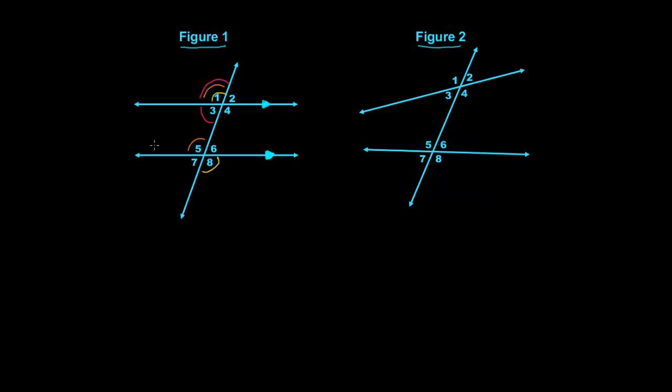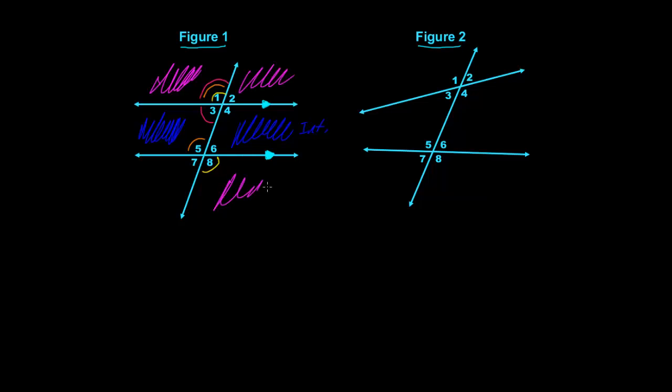If I was to come through, I would paint this. This would be my interior. I could say this is my interior. And then I could paint all of this out here. This right here is my exterior. So we know that these two angles are exterior and they're alternate.